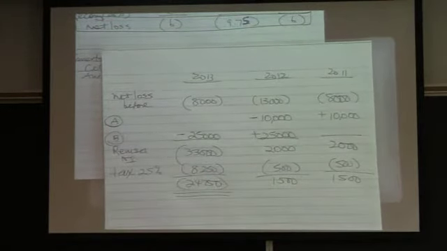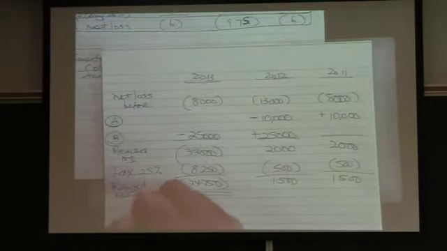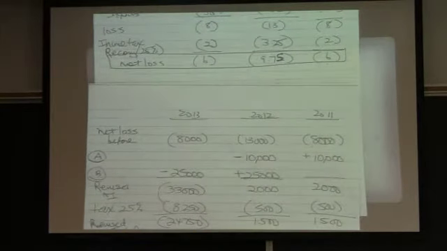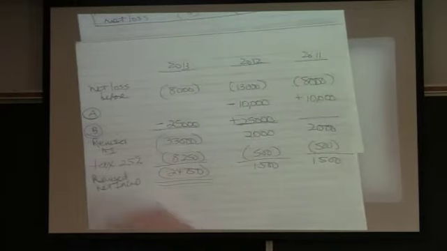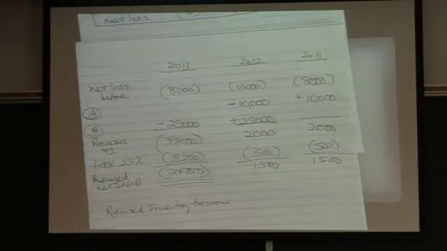So that's the revised net income. In this case, net loss too as well, right? So we've got the before. I wanted to show you the before and after. So now we're going to calculate the revised inventory turnover. So how do we calculate the revised inventory turnover?